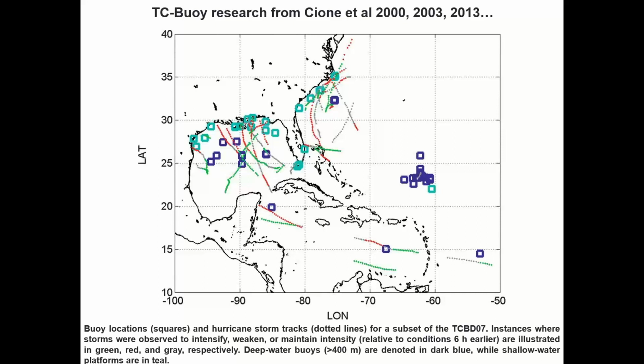So you can see the location of the buoys. You can see the tracks too of the storms here. Red is for a filling system, gray is kind of steady state, and green is intensifying.